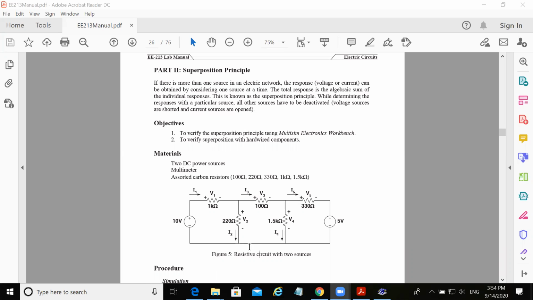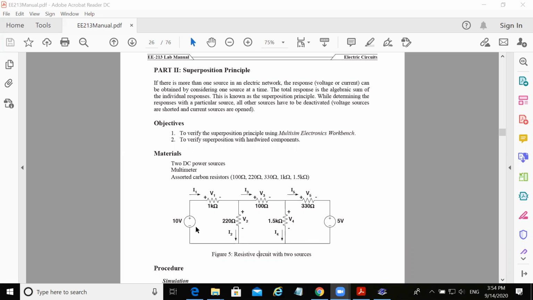In this electric network, or in this circuit, we have two voltage sources and we have 5 resistors. Since there is more than one voltage source, we can apply the superposition principle on this circuit.